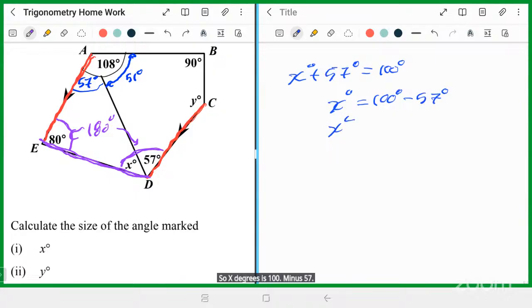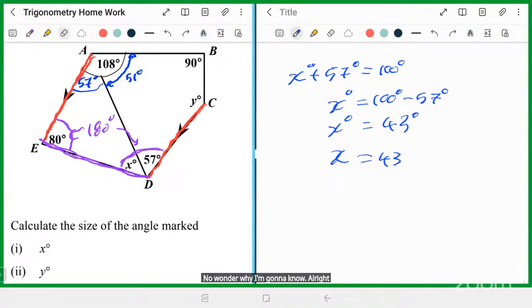X degrees is, what is that? 43 degrees. So the value of x is 43. So x itself must be 43. That's it. Alright, so x is 43. You know what? The y angle now.